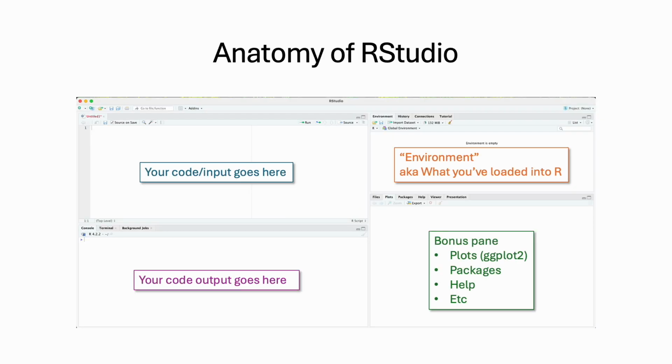And this is a quick preview of what you're going to see when you open up RStudio for the first time. So what you code or your input is going to go right here. And then when you execute that code, your output goes here. Up here is your environment. So that is what you've loaded into R, and we'll give you some examples of that shortly here. And then this pane, for our purposes, is going to be the pane where your graphs pop up.